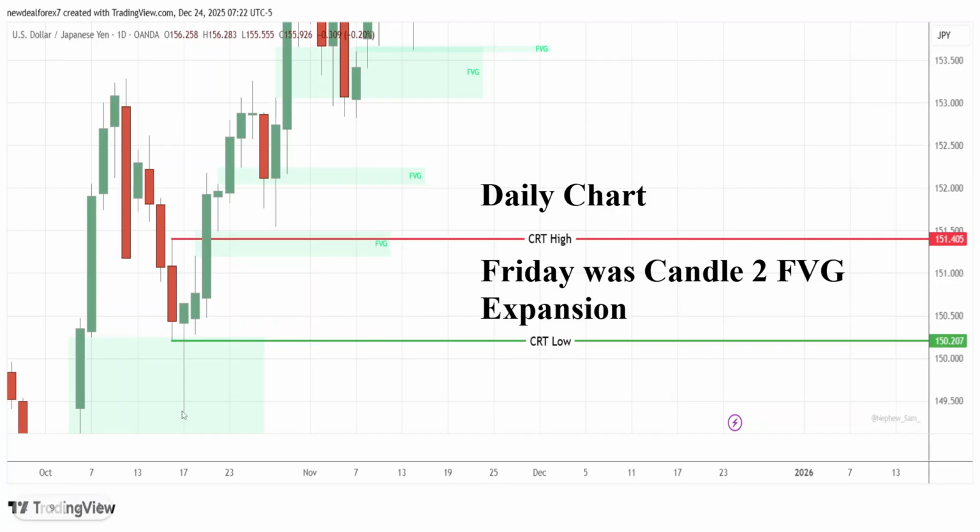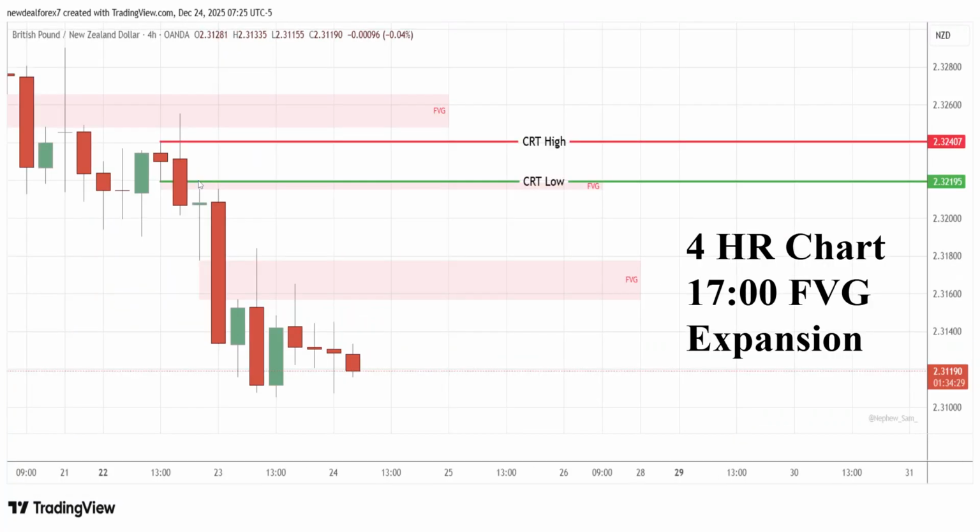Remember, wick goes into the gap, body closes outside of it. Candle 2 cannot be inside the gap. It needs to close outside. Remember that. That's very important.